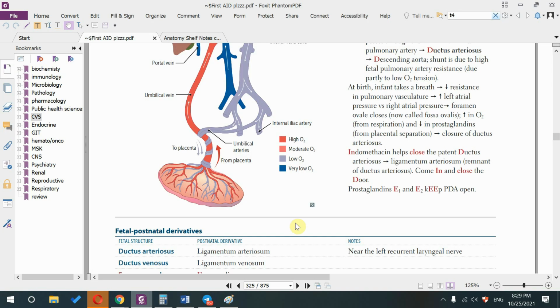How can I keep it open? Remember that prostaglandin is secreted from the placenta, so we need to keep it secreting. How? We give it as a medication. Okay, so we keep giving prostaglandins.